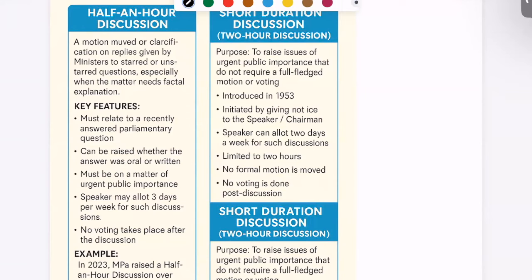How do you have a check on it? तो उसको चेक रखने के लिए हमने क्या बनाया है? दो टाइप की मोशंस हैं। हाफ एन आवर का मतलब है कोई भी चीज वो बोले पार्लियामेंट, उसके लिए व्हाट्स अ प्रिविलेज मोशन?